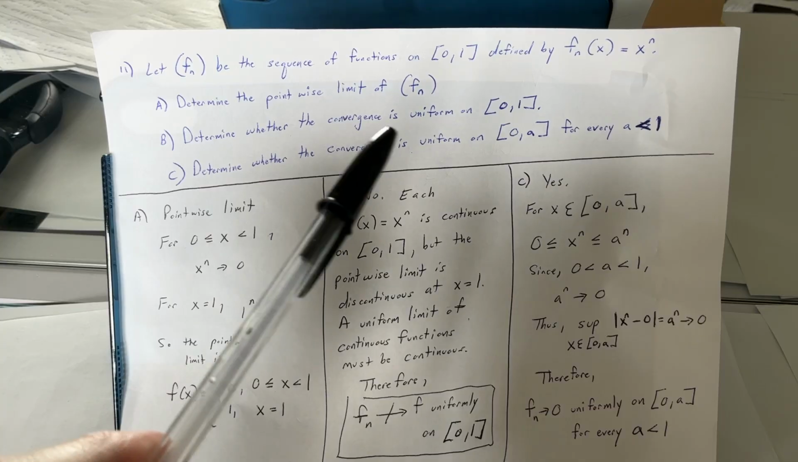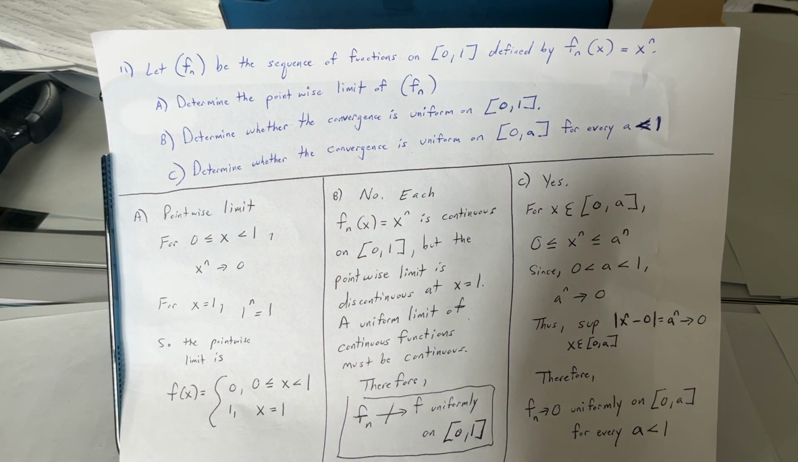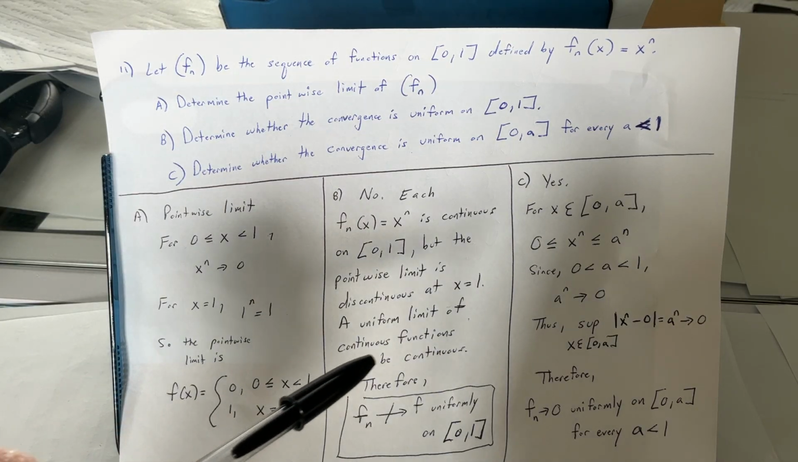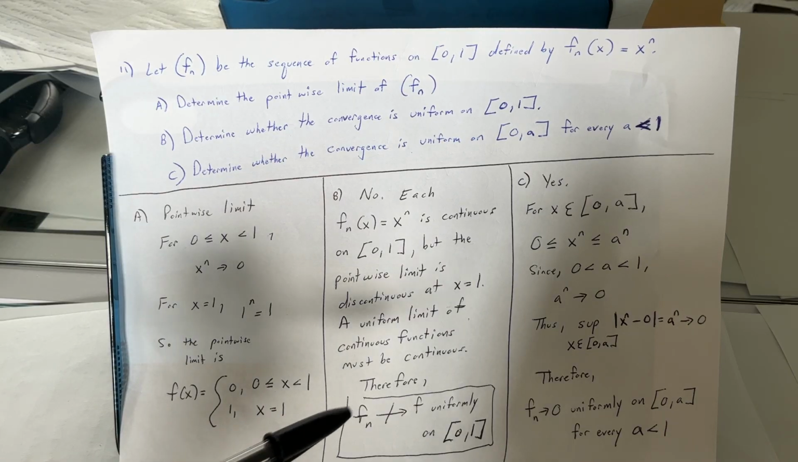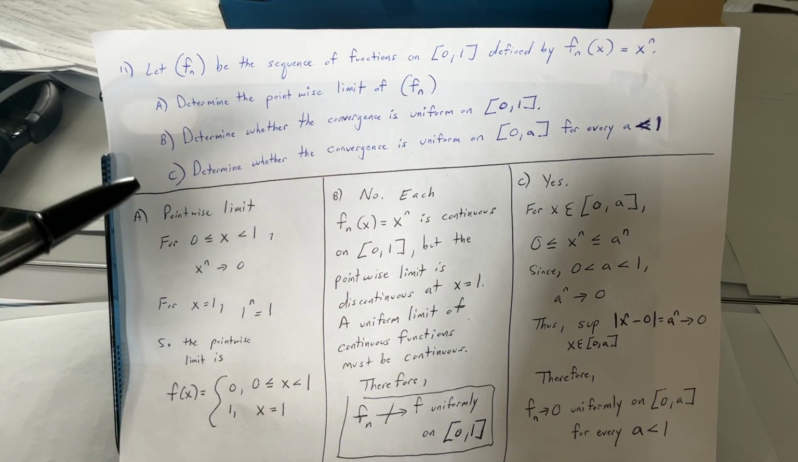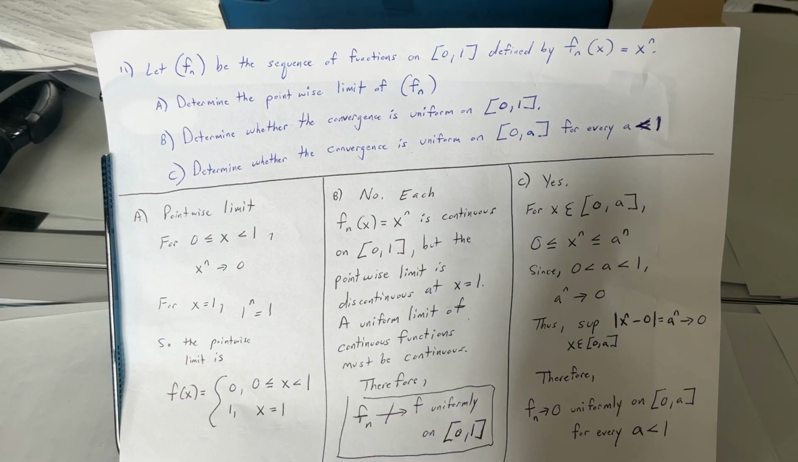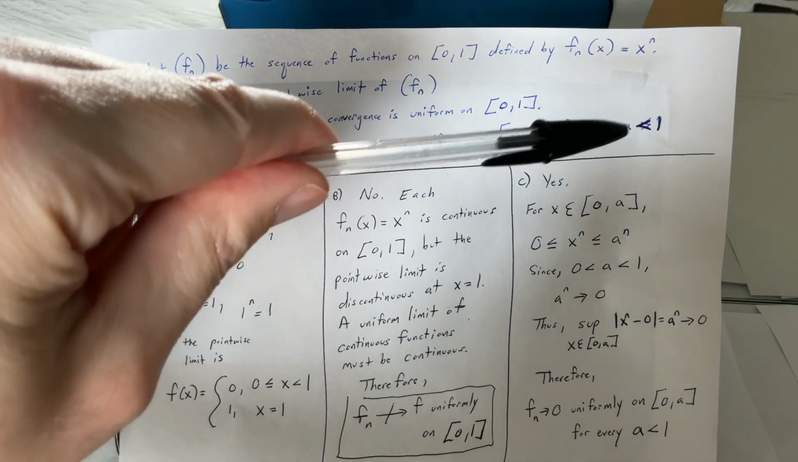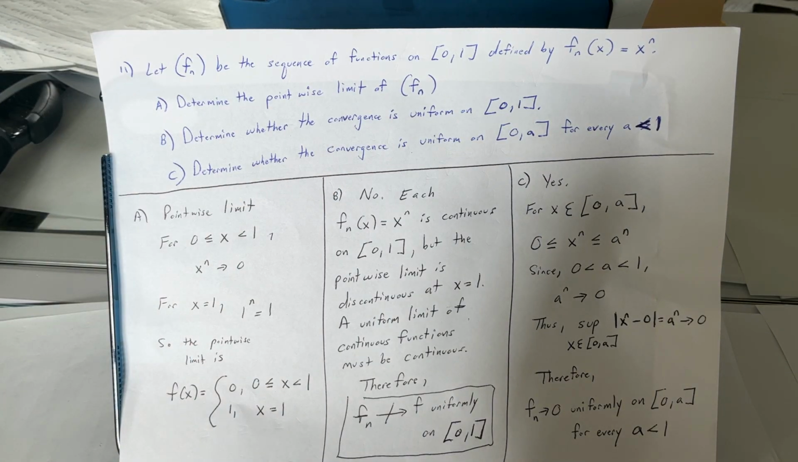For part B, determine whether the convergence is uniform on the interval 0 to 1. Part B would be no. f sub n of x equals x to the n is continuous on 0, 1, but the pointwise limit is discontinuous at x equals 1, from what was in part A. A uniform limit of continuous functions must be continuous. Therefore, it's a no. And part C, determine whether the convergence is uniform on 0 to a for every a less than 1.